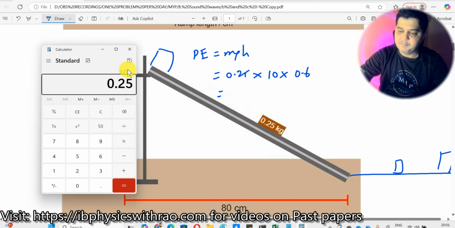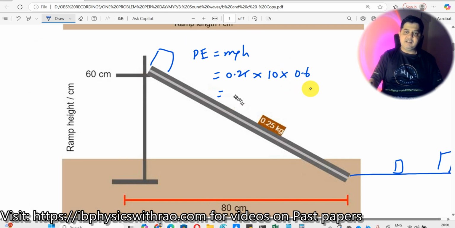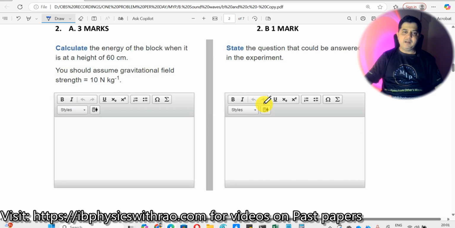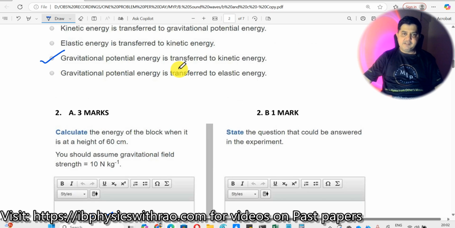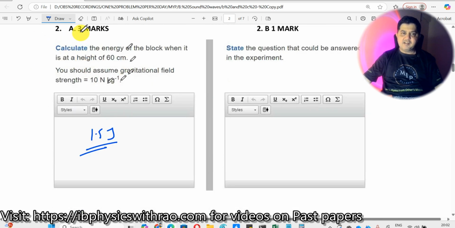0.25 multiplied by 10 multiplied by 0.6 gives you 1.5. Thus the energy here is 1.5 joules. Now remember, this question is criterion A, and this question is also criterion A.